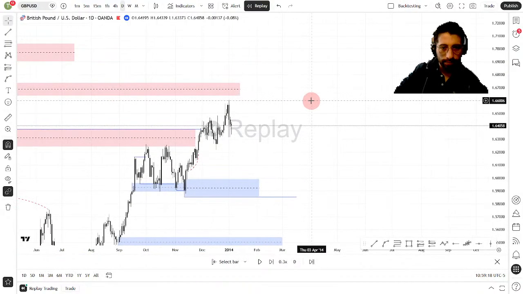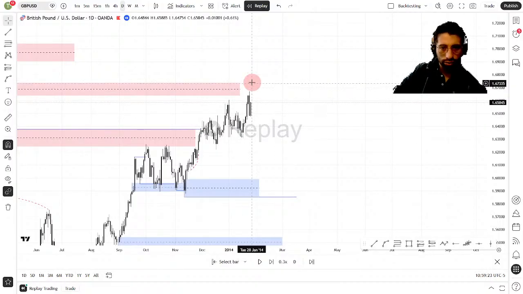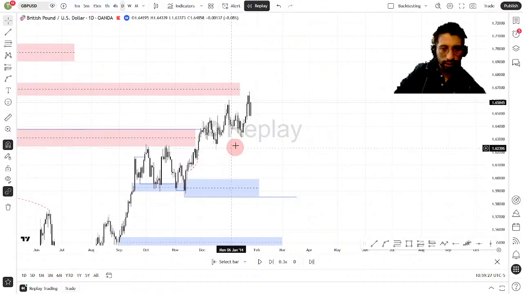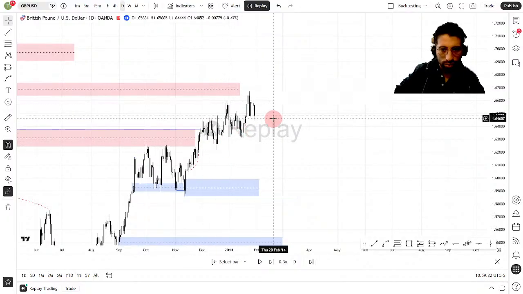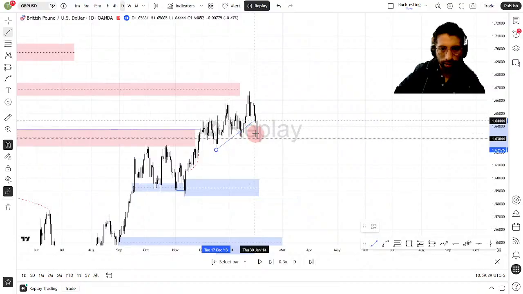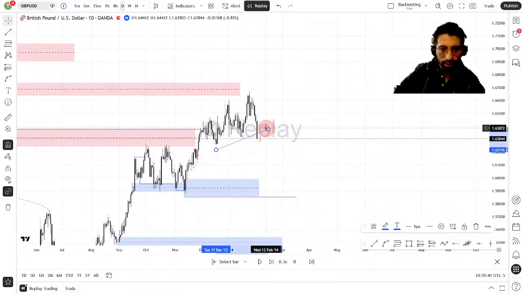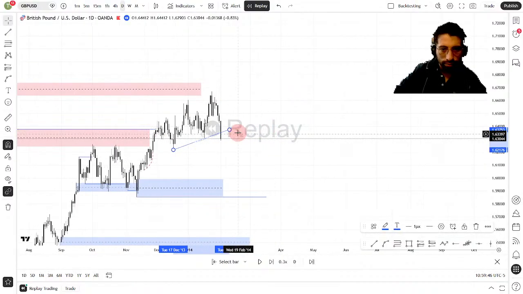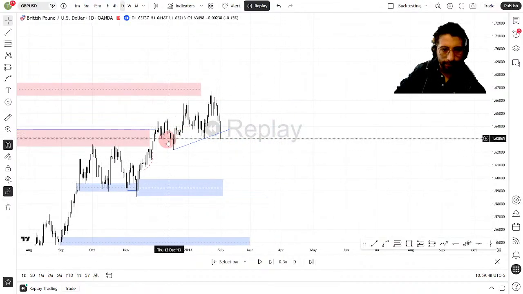Okay, let's see. It enters the zone, the retracement area. Now you can see this is a huge liquidity trap here. Look, there were many people buying here at this trend line. Tell me if you weren't one of those. Here, boom. And now this low.